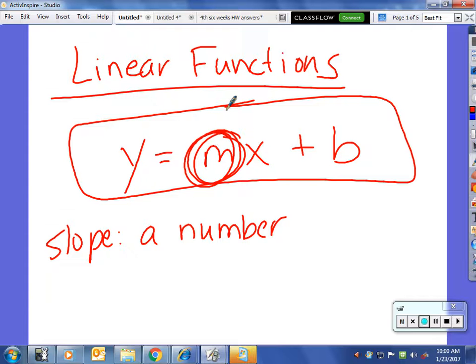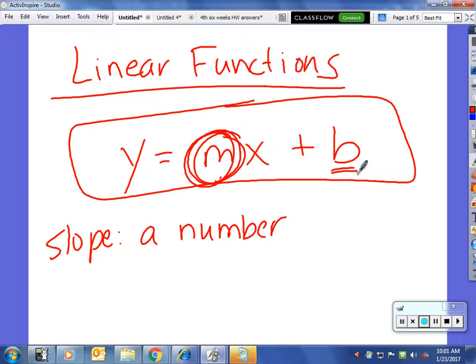There's lots of different forms for a line. This is the one you're probably familiar with from last year. This is called slope-intercept form. The reason it's called slope-intercept form is because we can see the slope by looking at it, and we can see the intercept by looking at it, the y-intercept. You should be writing this down.